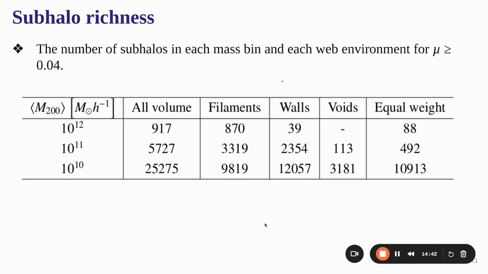We can see the subhalo richness for our normalized subhalo mass greater than 0.04. So we can see a large number of subhalos in filaments, then in walls, then in voids. Also, this is different in different host halo masses.